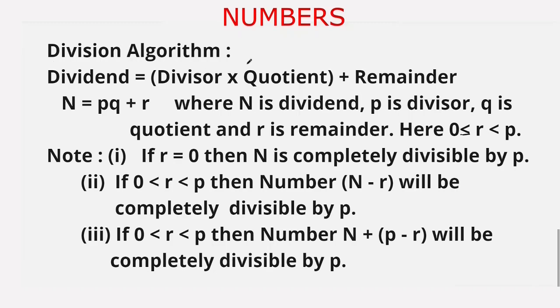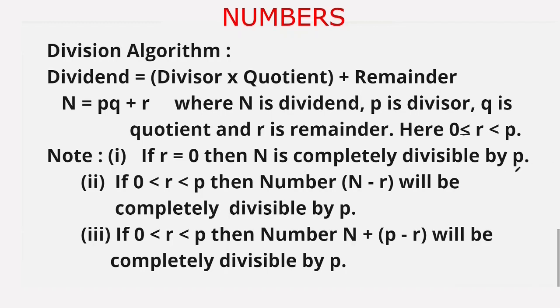Division algorithm. Dividend equals divisor multiplied by quotient plus remainder. We can write n equals p multiplied by q plus r, where n is the dividend, p is the divisor, q is the quotient, and r is the remainder. Here 0 is less than or equal to r, which is less than p. Important note: first, if r equals 0, then n is completely divisible by p.